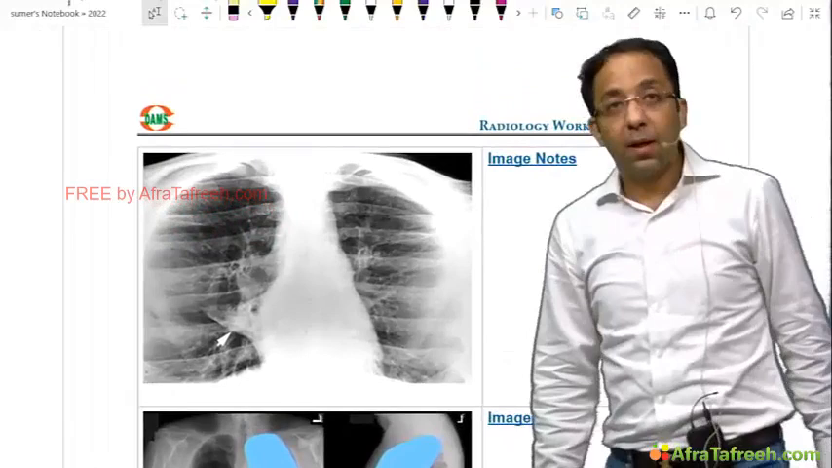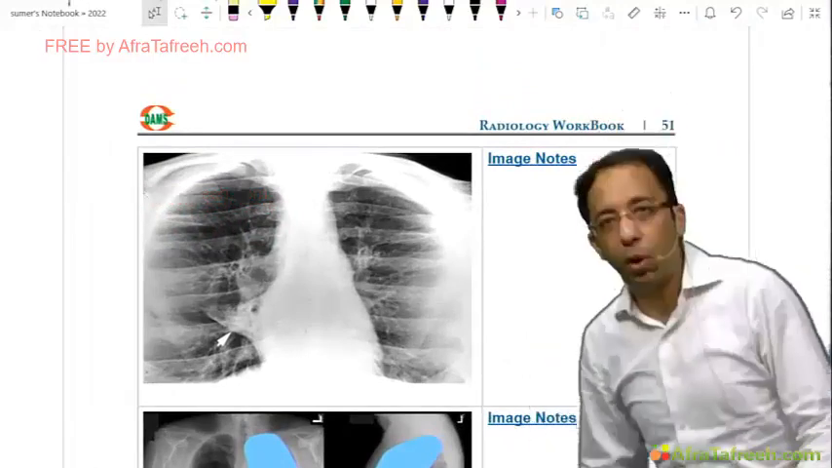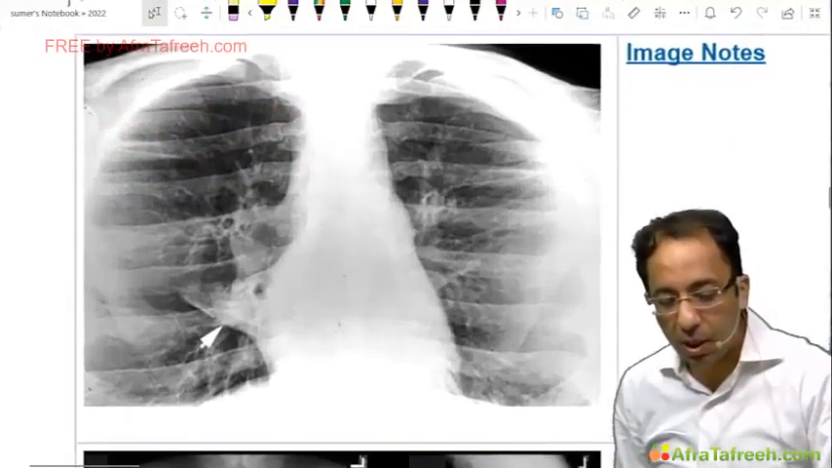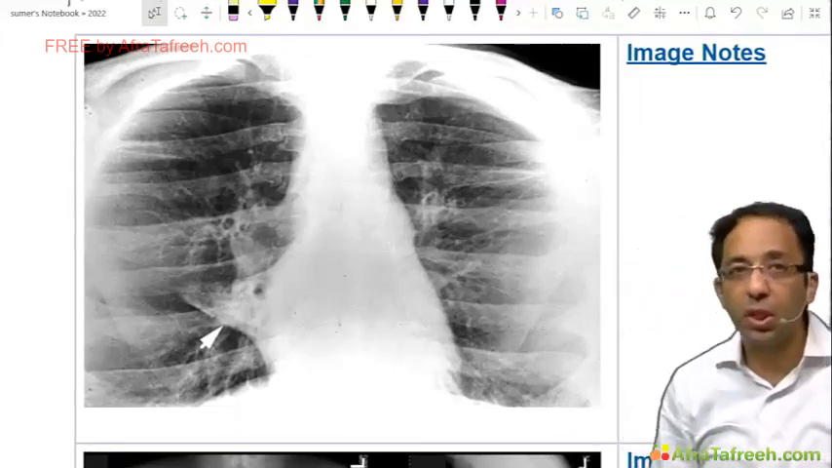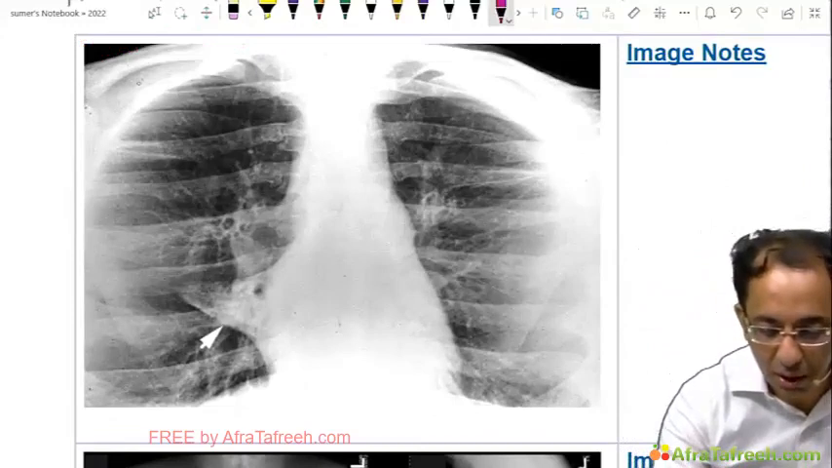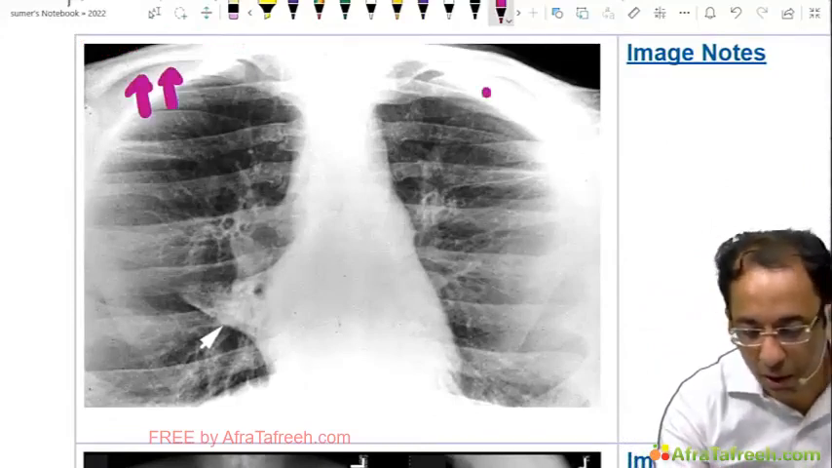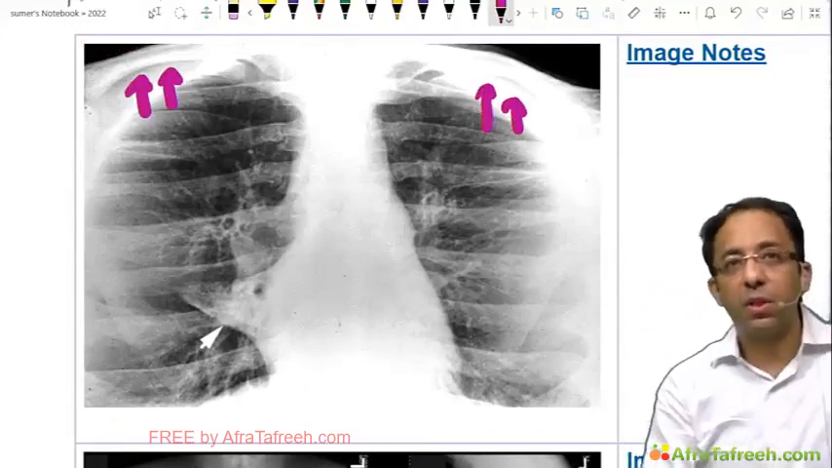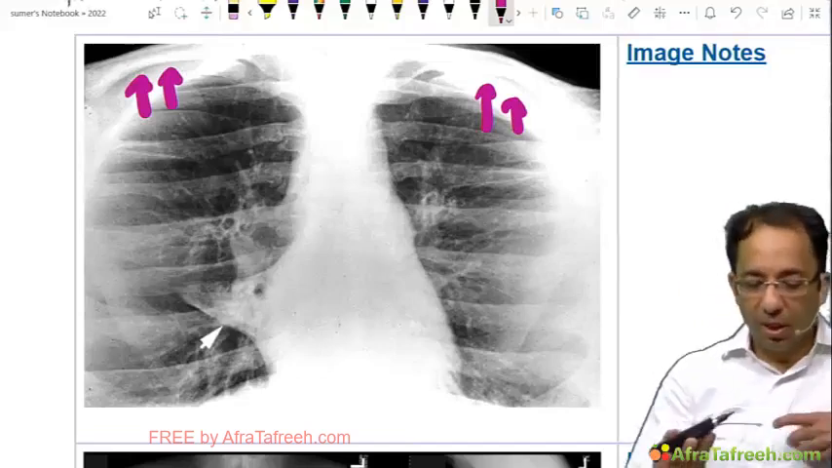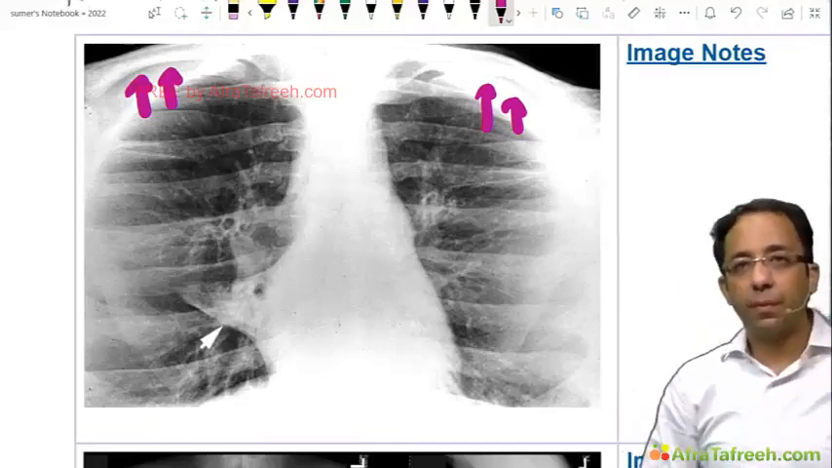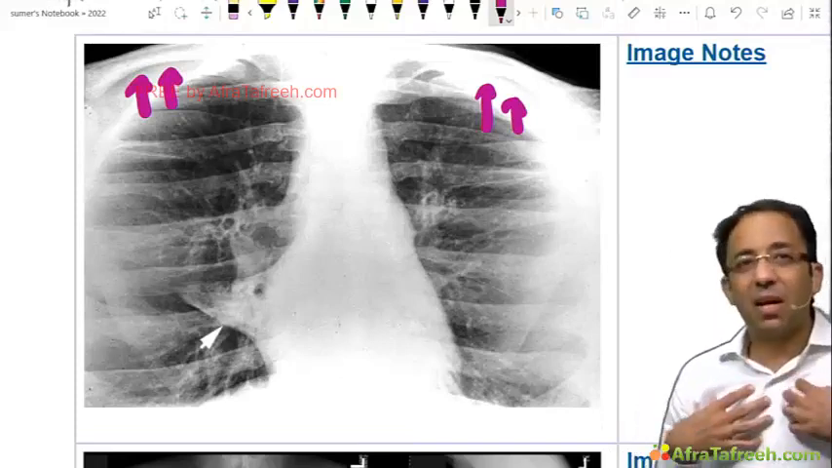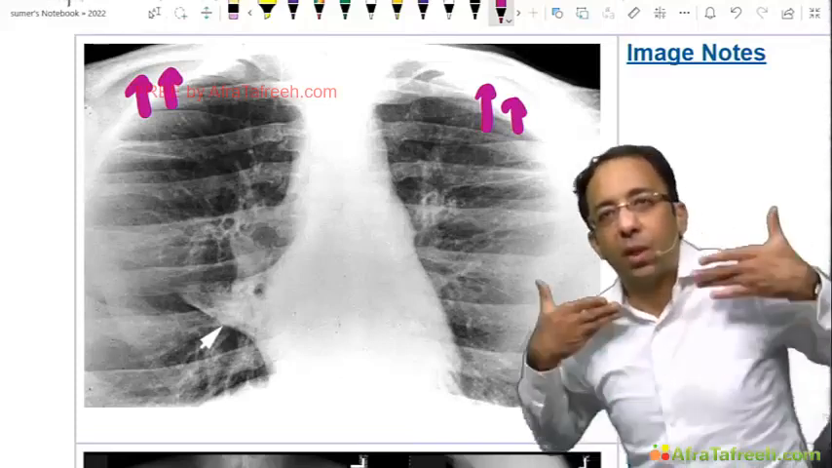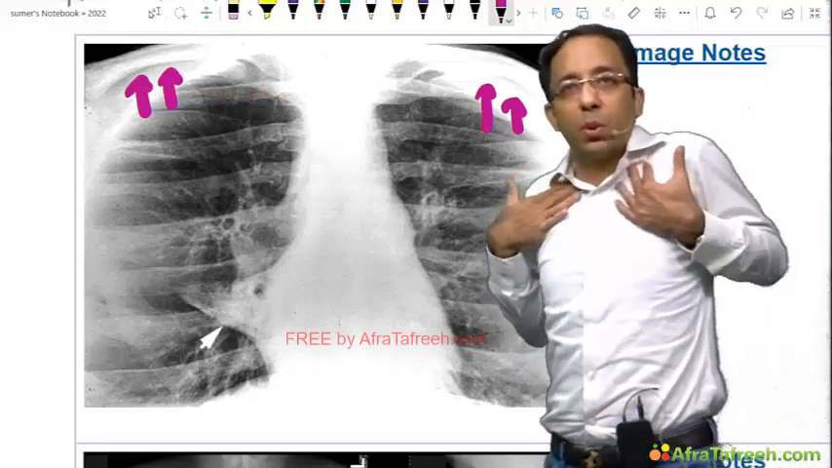Now, let's try to solve this particular X-ray. Very important X-ray, very important sign. I want all of you to see the clavicles in this particular patient. Where are the clavicles in this patient? Anybody? Where are the clavicles? These clavicles, they look a little higher than normal. The clavicles are not supposed to be so high up.